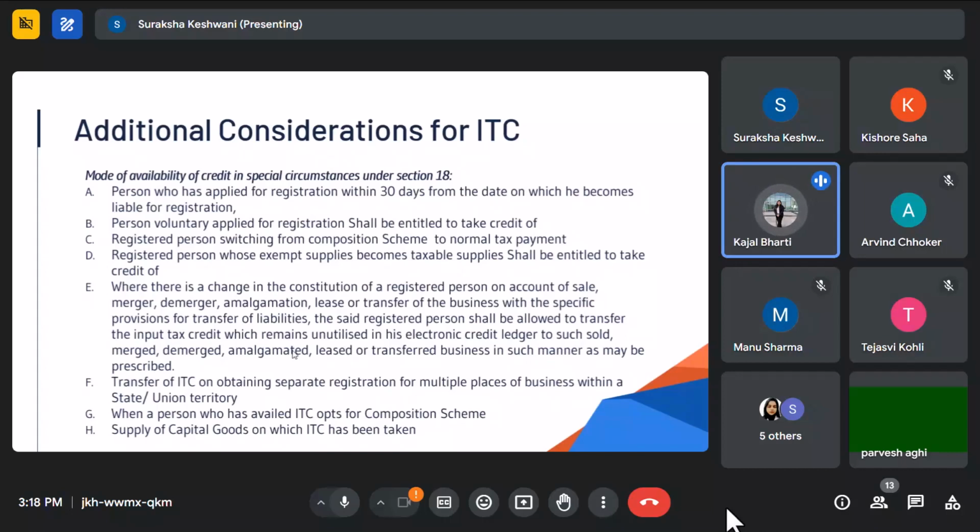Second, transfer of ITC on obtaining separate registration for multiple places within a state or union territory also comes under the consideration of Section 18. When a person who has availed ITC opts for the composition scheme, he is not liable to get ITC. Also, supply of capital goods on which ITC has been taken. So these are the special circumstances covered under Section 18. Moving ahead.